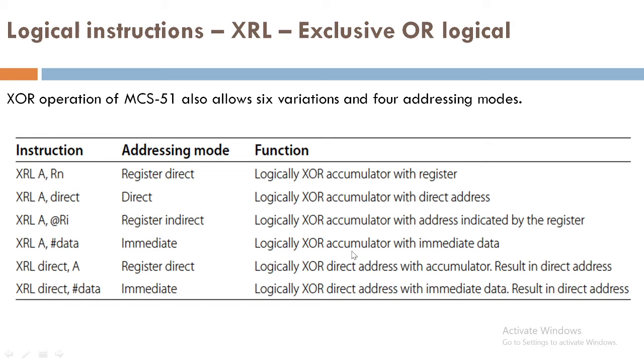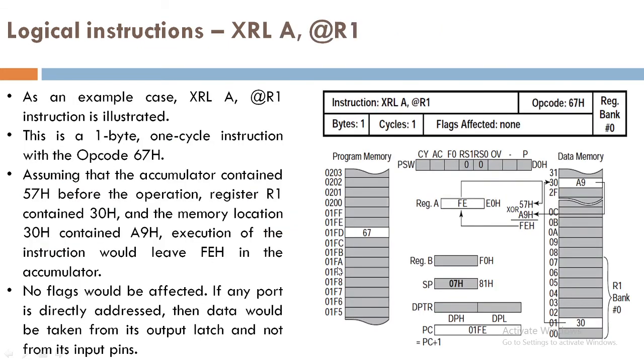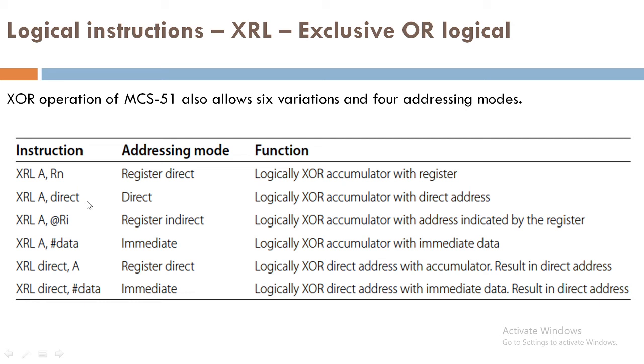Okay, now let's move on to the XRL instruction. It is actually the exclusive OR operation instruction. Again, like ANL and ORL, we have these 6 variations available in exclusive OR operations. In the earlier examples we considered the first two, and now we are considering register indirect for XRL operations.